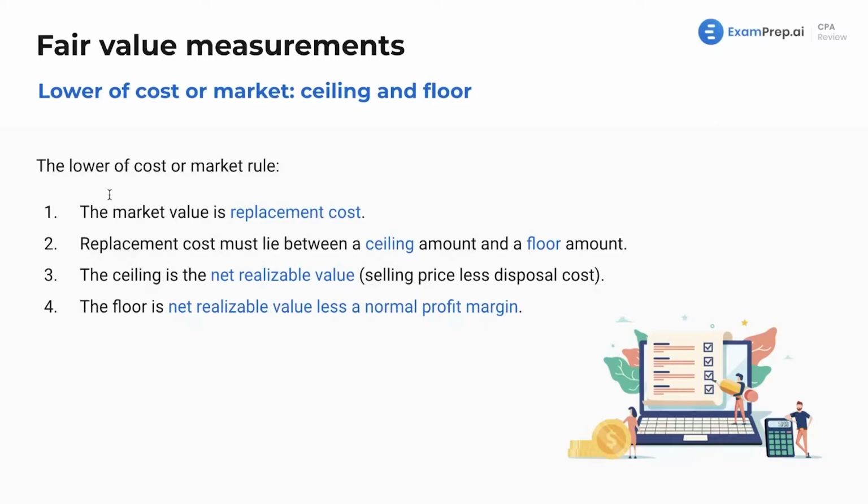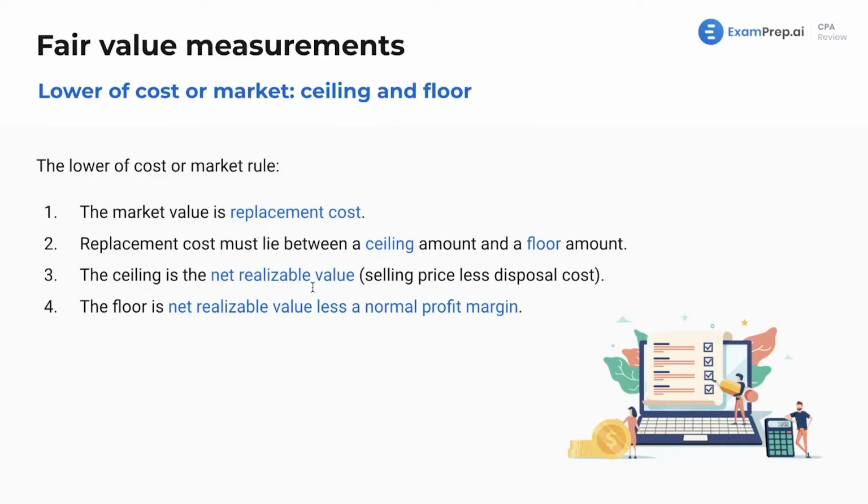So these are a couple of points, and we'll go through an example, and it really won't make clear sense until we do an example, just like many things, obviously, right? But here, just a couple of points about the lower of cost or market rule. So the replacement cost must lie between a ceiling amount and a floor amount, right? The ceiling amount is the absolute most you can get for that good. The floor is the absolute minimum. The ceiling is the net realizable value. We're going to see this.